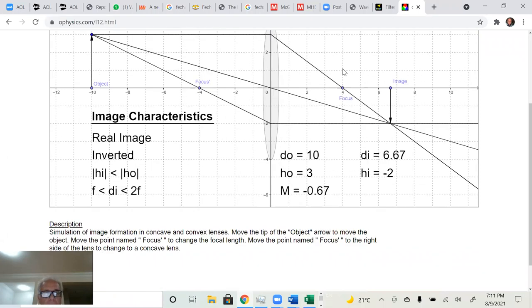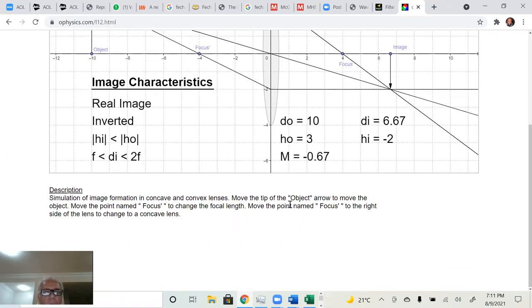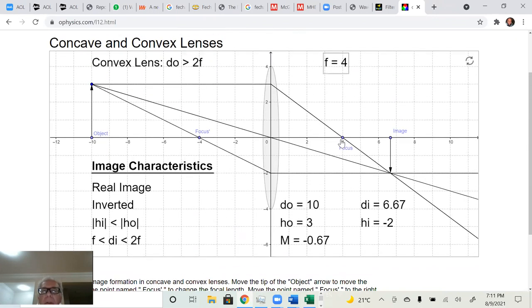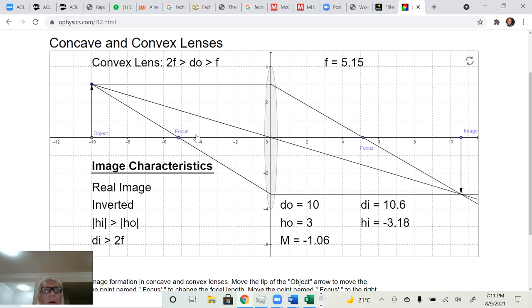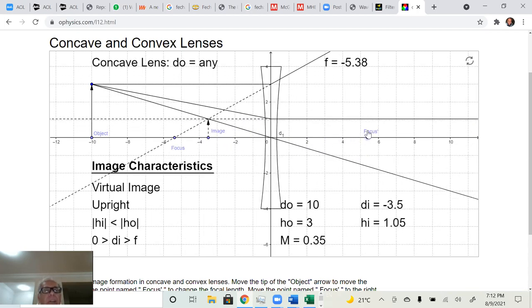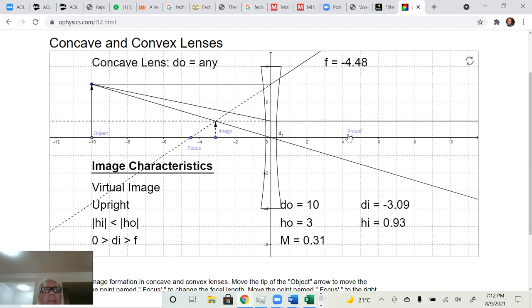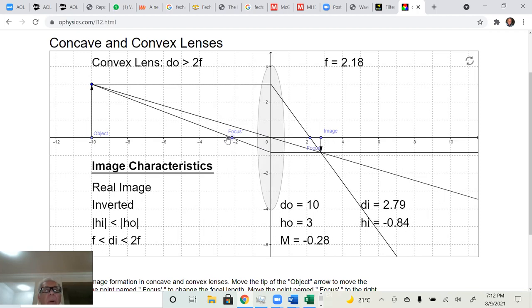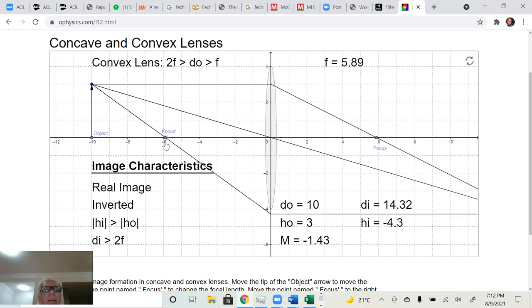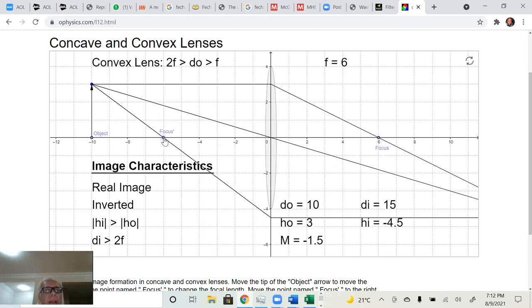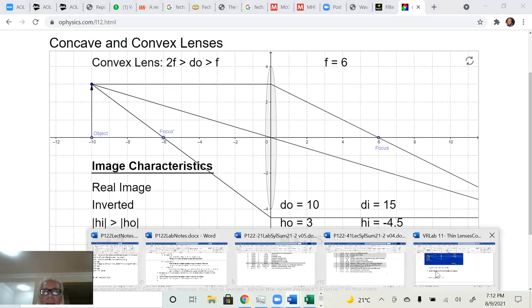Let's see. Oh gosh, simulation of image formation. Move the tip of the object arrow to move the object, move the point named focus to change the focal length. Okay, it doesn't change for some reason. Okay, here you go. That's how we change from positive to negative lens. See that? This is a negative lens, concave lens. This is a positive lens, with a focal point 5.86. I'm gonna put 6 here. So go ahead and write that down.